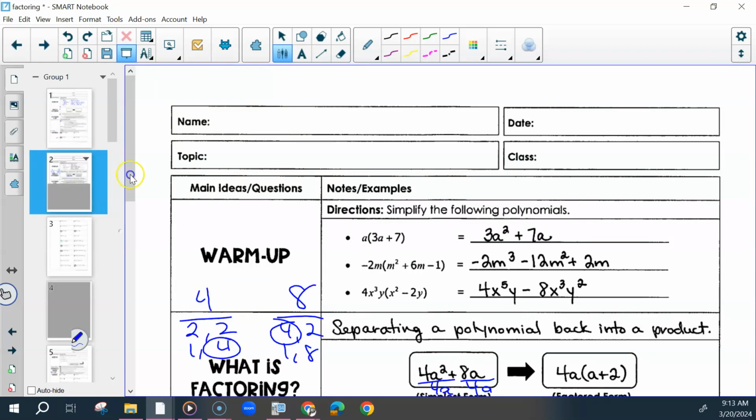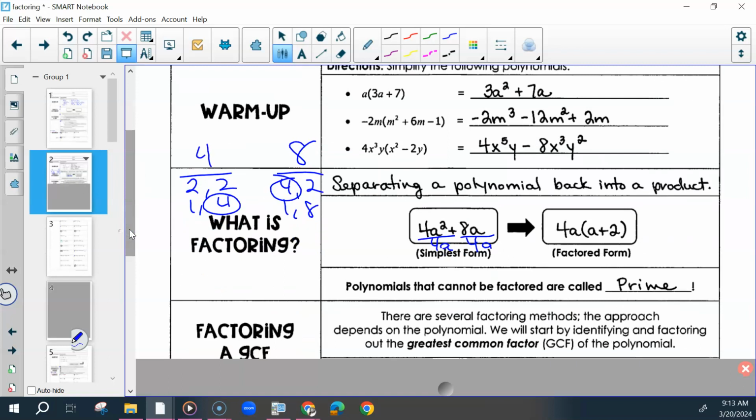I didn't do that this time, but if I were to distribute this back out, 4a times a is 4a squared, 4a times 2 is 8a. So that works.